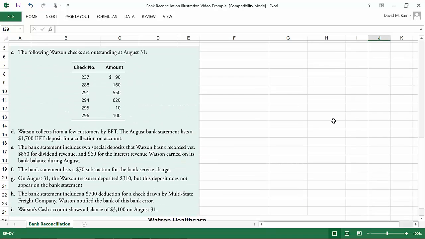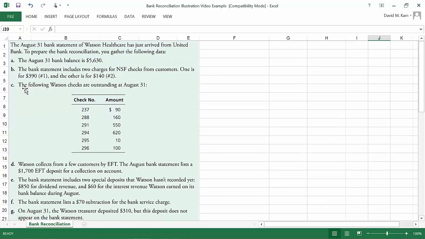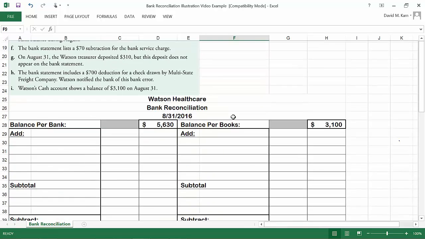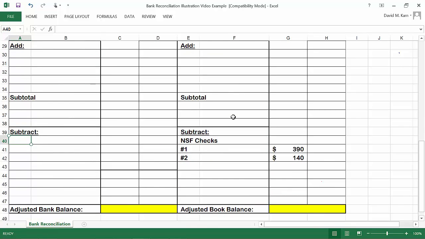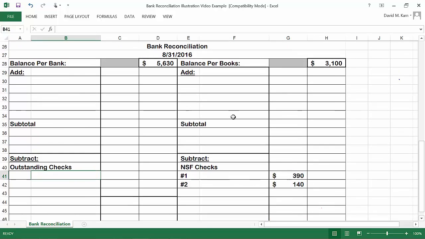Okay, let's go back up to letter C here. It tells us the following Watson checks are outstanding at August 31st. Remember, Watson is aware of them. The bank is not. So because the bank is not aware of these checks that are outstanding, we have to subtract them from the bank side. So we'll come down here and we'll have outstanding checks. And we'll just list them accordingly here.